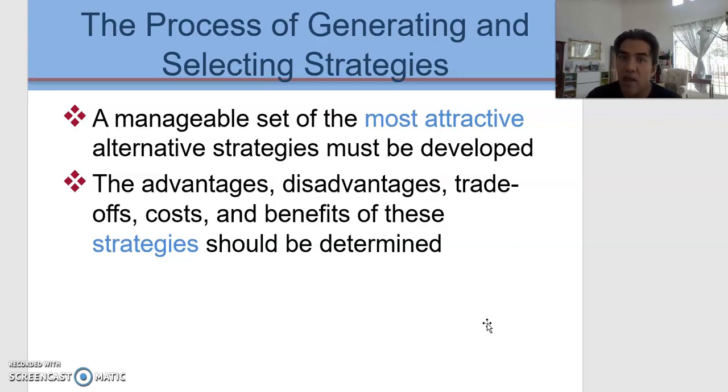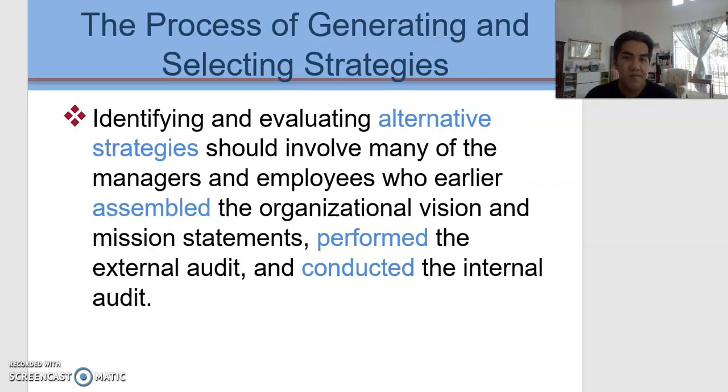And same goes with the process of generating and selecting strategies. We have to look into the advantages, disadvantages, and then the costs and benefits of these strategies. Who should be involved? We should get every manager to be involved, and every important key employee to participate, who assemble the vision and mission statements, who perform the external audit, and who conducted the internal audit. They should be involved in the process of generating and selecting the strategies.